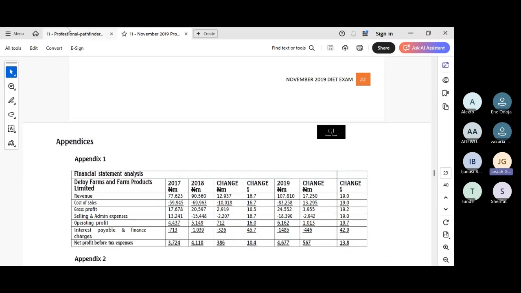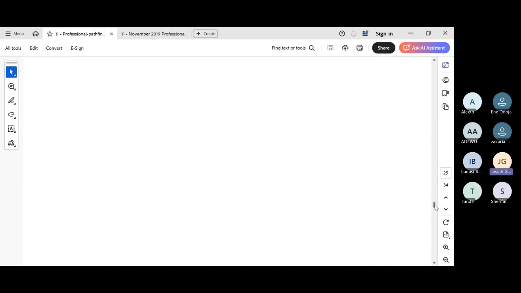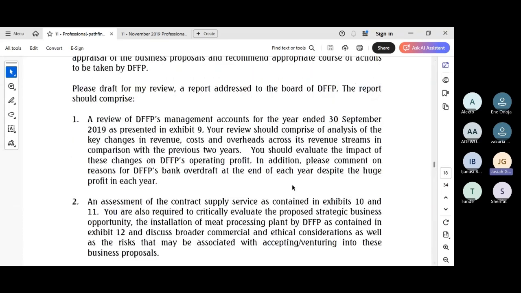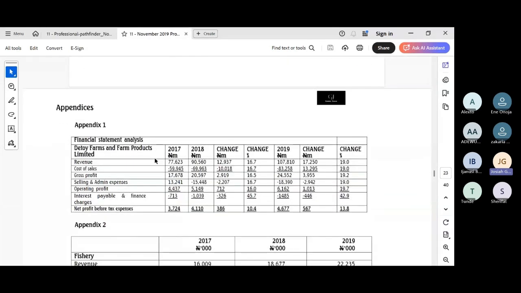So looking at requirement 1, we've been requested or instructed to review the analysis of key changes in revenue, cost, and overheads across the revenue streams for the 2 years 2017, 2018. So the first thing we do is we begin to review our financial statement analysis, just like we concluded in the chapter we just reviewed, chapter 2.